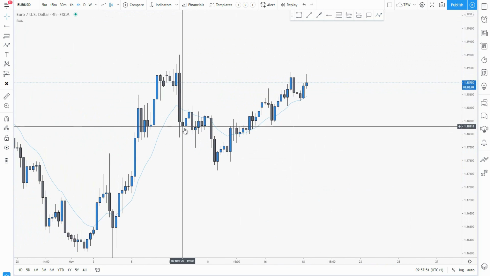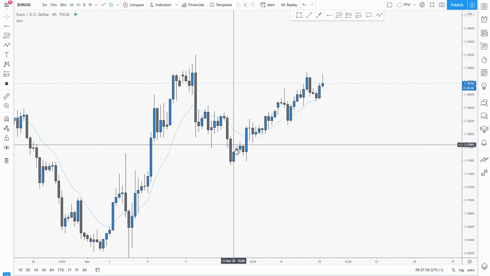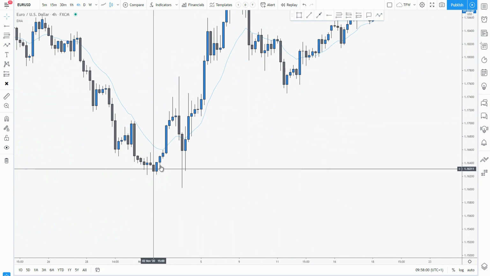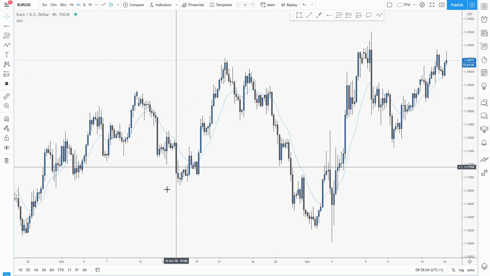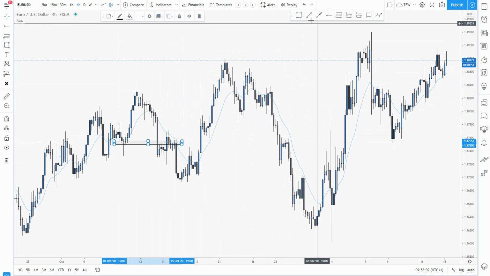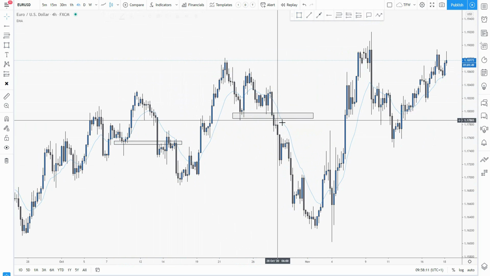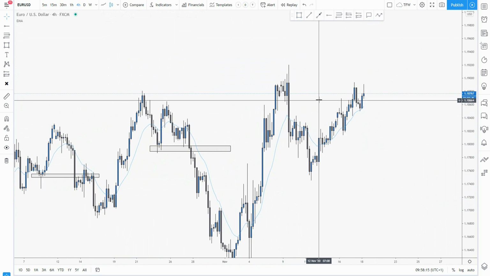And usually support and resistance is in between the price, while supply and demand are levels where the market just tapped and strongly reversed. And those are usually tops and bottoms. And support and resistance is something like this, for example, in between. And yeah, you can find many examples of support and resistance.